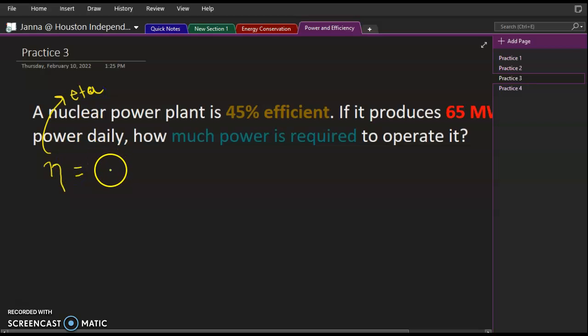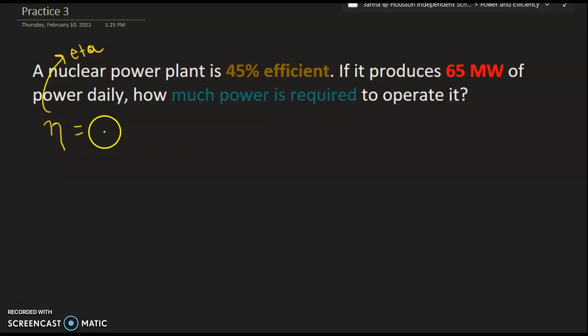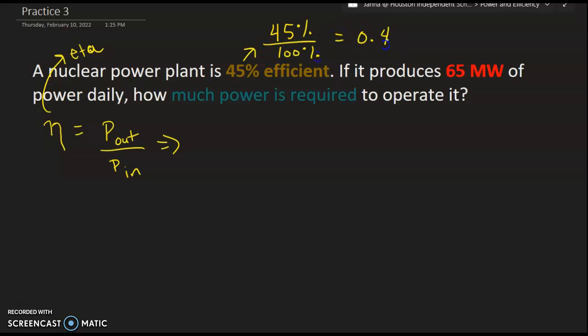Eta is equal to power out divided by the power in. I need to convert this 45% to the decimal form. So to do that, I'll take 45%, I'll divide by 100%, and that gives me 0.45. That's my eta. When you use this equation, your eta needs to be in the decimal form. Though if you report efficiency, it's okay to report it either as a decimal or as a percentage like this. So my eta is 0.45.